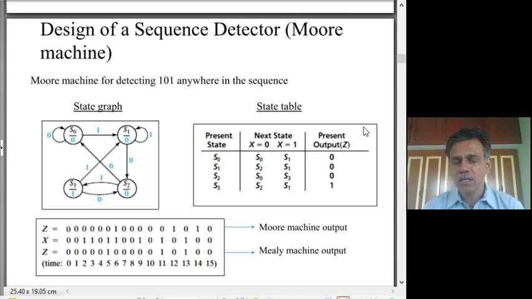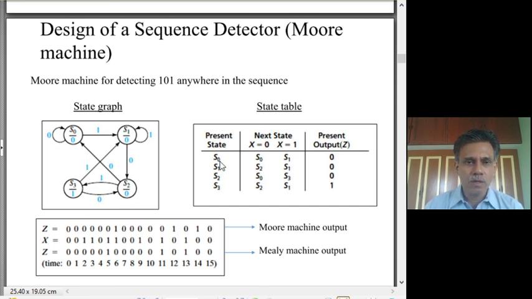Then the output. The output for the Moore machine is only a function of the state. It is not going to depend upon x. So you don't need two columns, one for x equal to 0, x equal to 1. You just have only one column for the output, that is a function of state. So there are 4 states, S0, S1, S2, S3, that is given here. When you are in S0, the outputs can easily be given. Whatever the value of the output along with the state, you just have to represent. Only for S3 it is 1, for all other states it is 0.